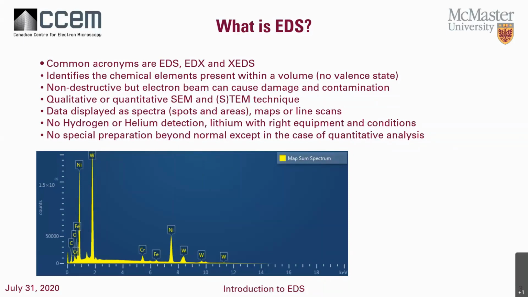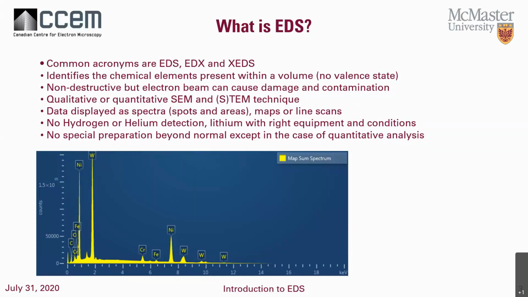It is non-destructive, but because of the electron beam energies that are involved here, it may cause damage to certain samples or cause contamination, such as carbon deposition. It can be both qualitative and quantitative. And as I said previously, it's both an SEM and a TEM technique. In the case of doing maps and line scans, it's a scanning transmission electron microscopy technique. So that's why we have the S there in the description.